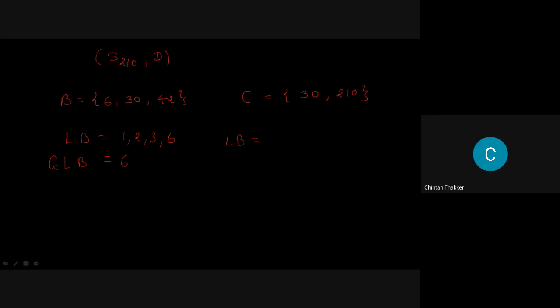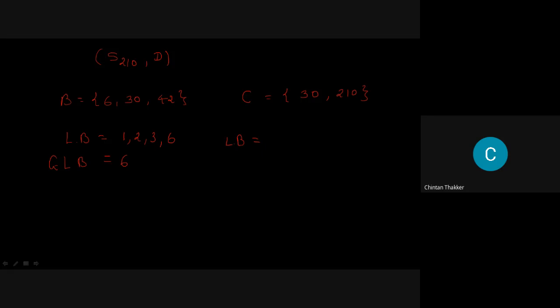1, 2, 3, 5, 6, and 15. I forgot 30 again. 30 will also come, right? 30 divides 30 and 30 divides 210. So we have lower bounds 1, 2, 3, 5, 6, 10, 15, and 30.